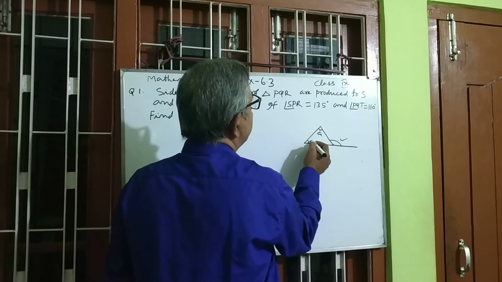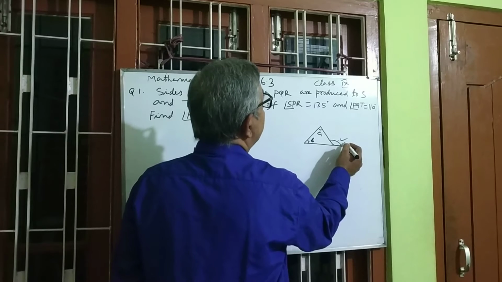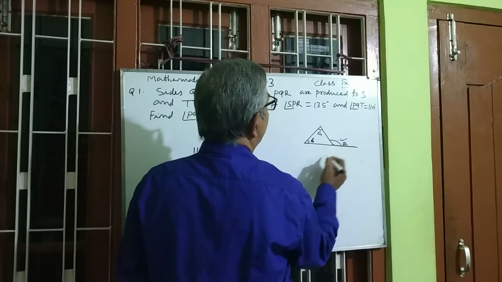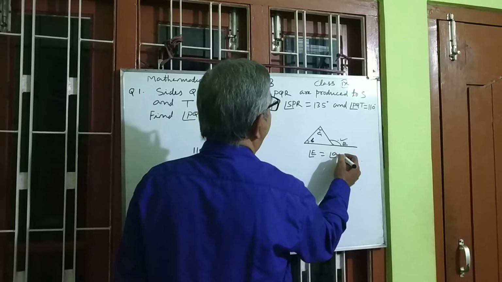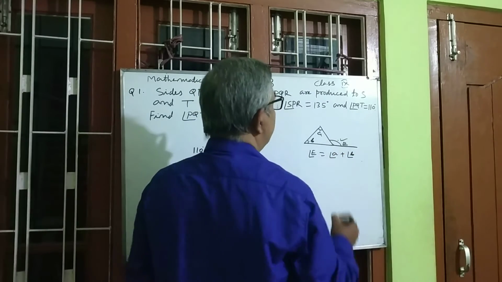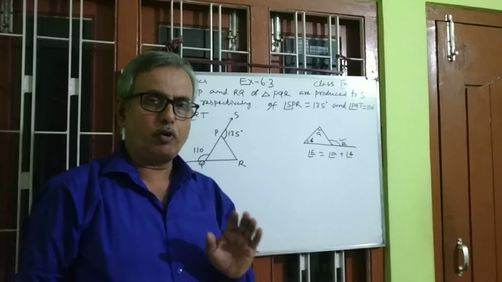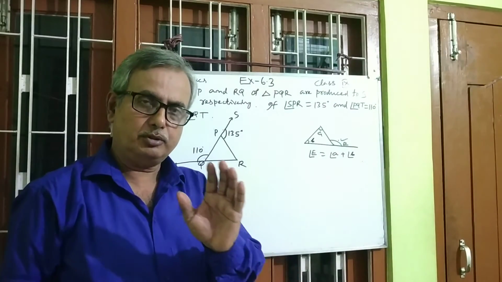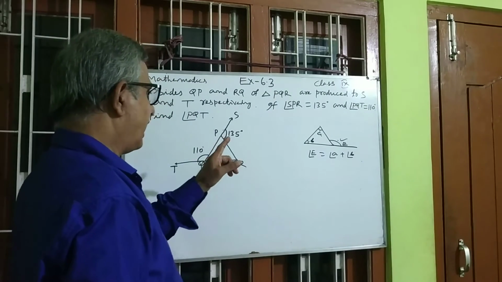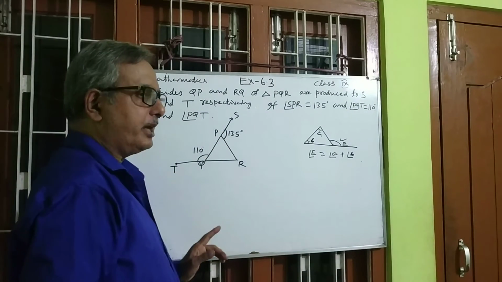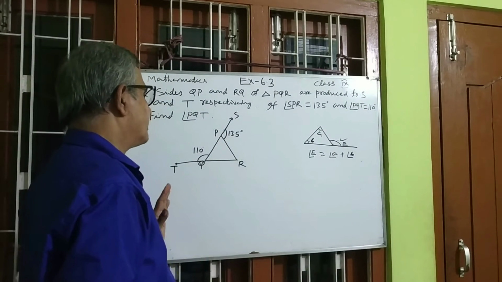Suppose this is A, this is B, and this is exterior angle E. Do you understand? Angle E is equal to angle A plus angle B. This concept should be known to you. My dear students, taking the help of this concept and the linear pair, we are going to solve this question.